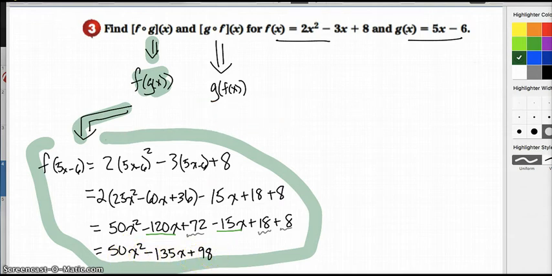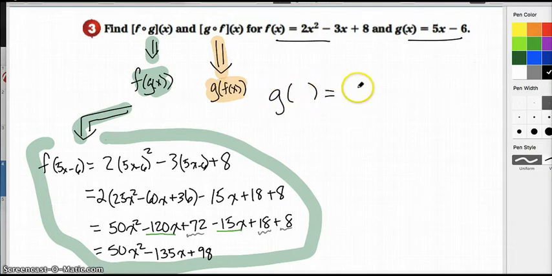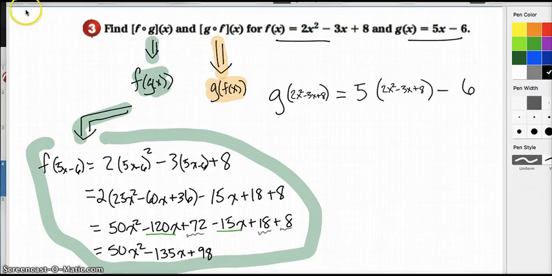We're going to do it the other way, and do not expect to get the same answer. That happens rarely. That's actually a special situation. So we're going to do the same thing. We're going to write g of blank is equal to 5 times blank minus 6. And I need a little bit more space for my blank because what I'm putting in here is a lot of stuff. So I've replaced the x from the g equation with f of x, the value of f of x, and now I'm going to calculate as I did before.